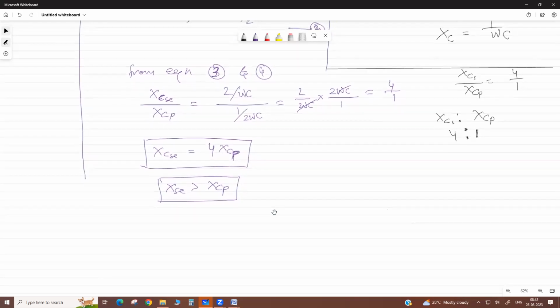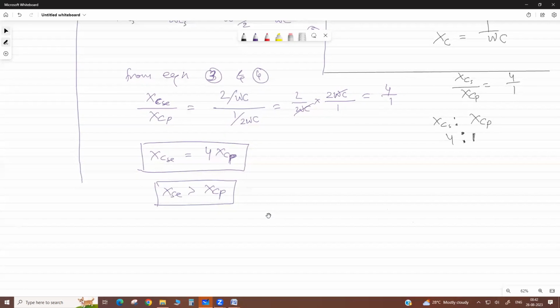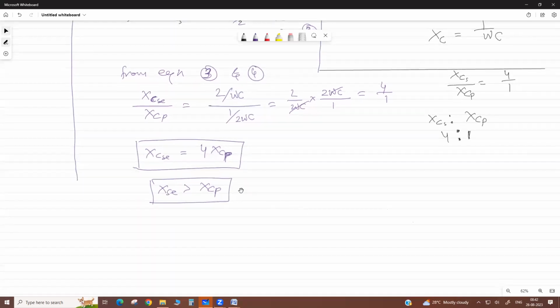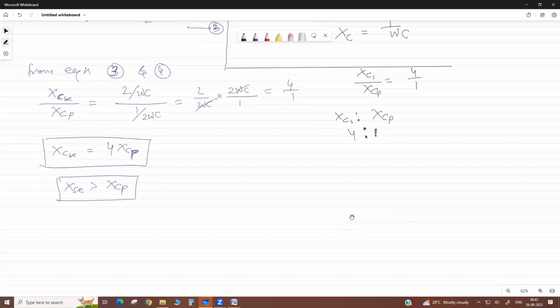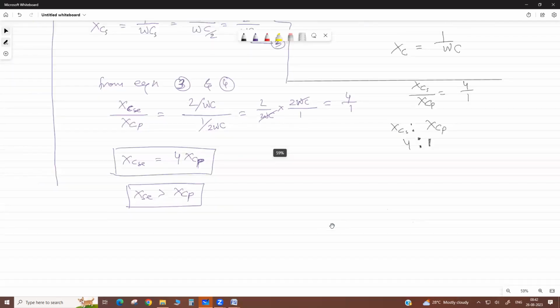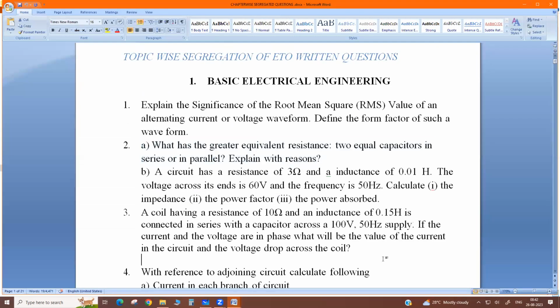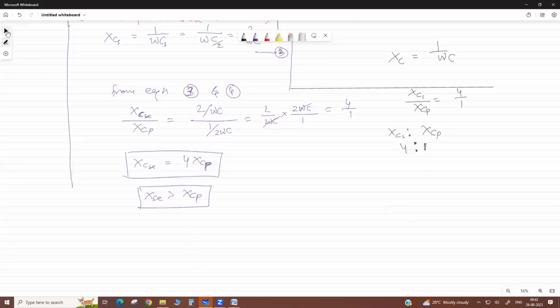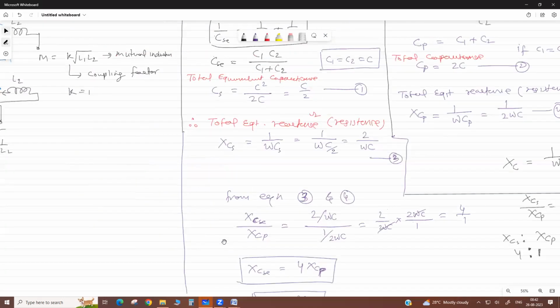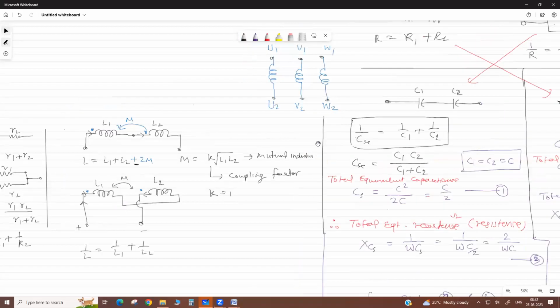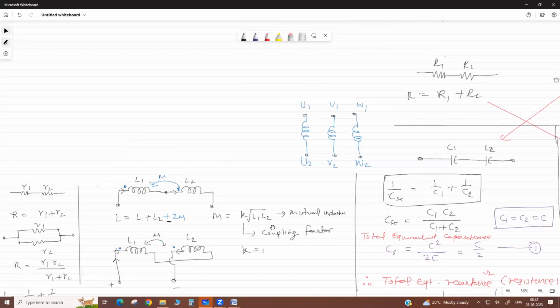That's why we operate equipment, meaning appliances, in parallel in domestic use. Sir, if they ask which has higher capacitance, series or parallel, then it becomes the opposite, right? Yes, correct. Please, capacitance is different, reactance is different. Yes. Okay, now we come to our question.